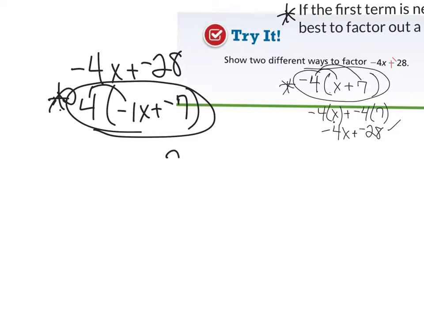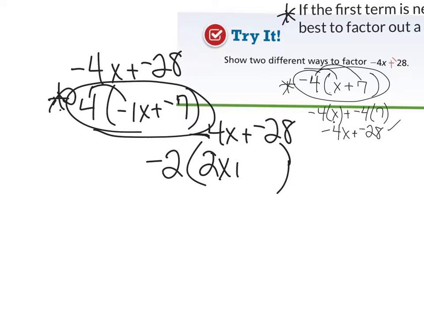Something else we could do, like we mentioned earlier, you could factor out a 2 or a negative 2. So if we factored out, let's say, a negative 2, negative 2 times what to get negative 4x would be 2x. And then negative 2 times what to get negative 28 would be 14. Okay, so that would be another option. Again, they didn't ask for that many options. I'm just showing you that as another way you could have done it. A fourth way could have been factoring out a 2 instead of a negative 2. Okay, factoring out a 1 does not count, just for the record.